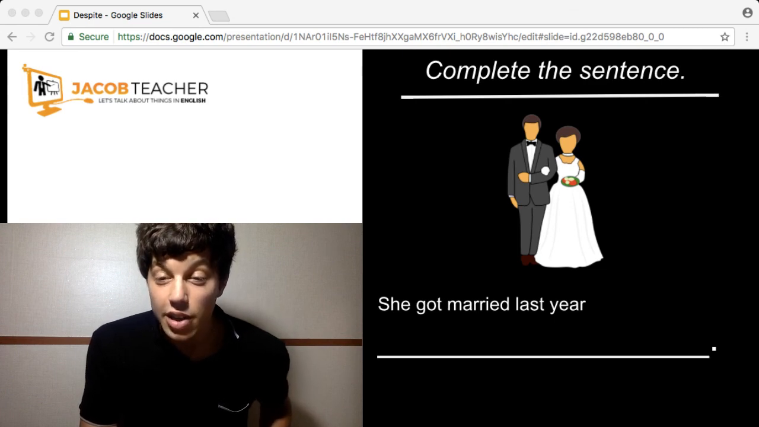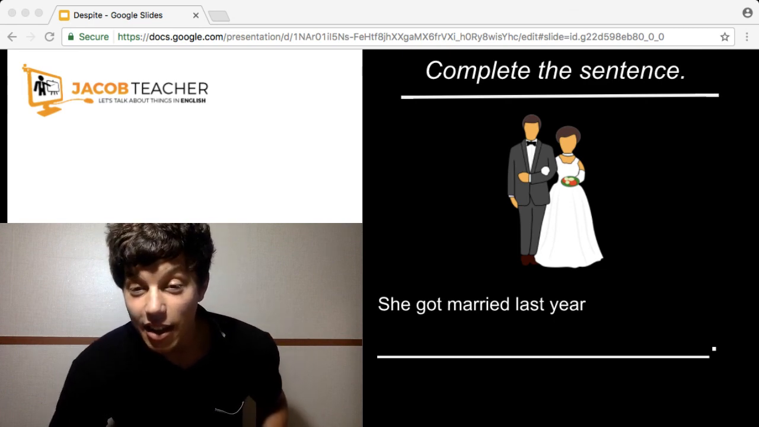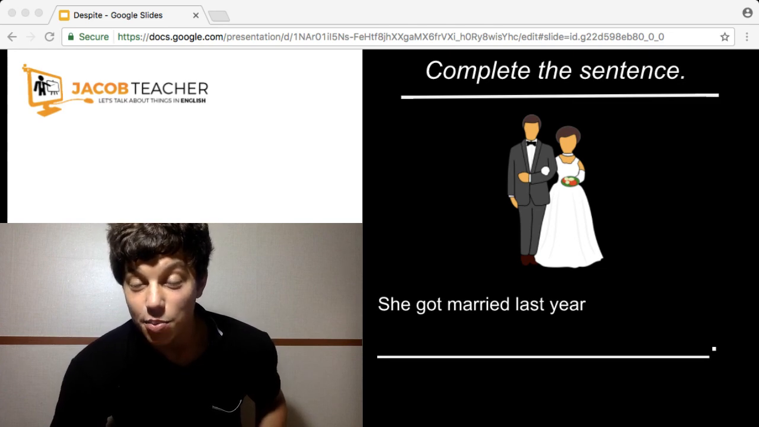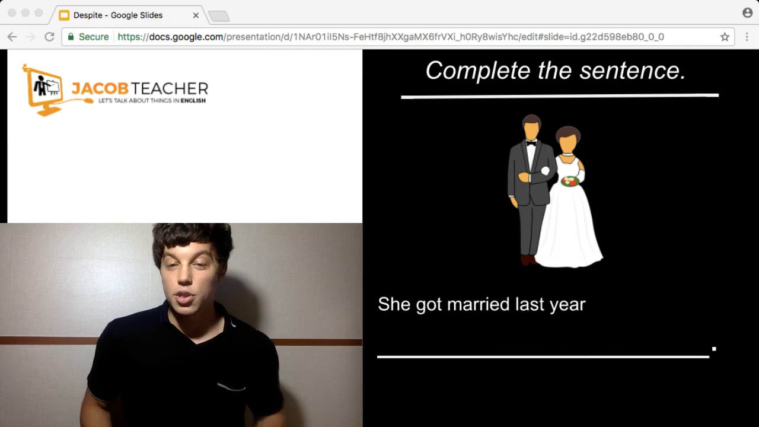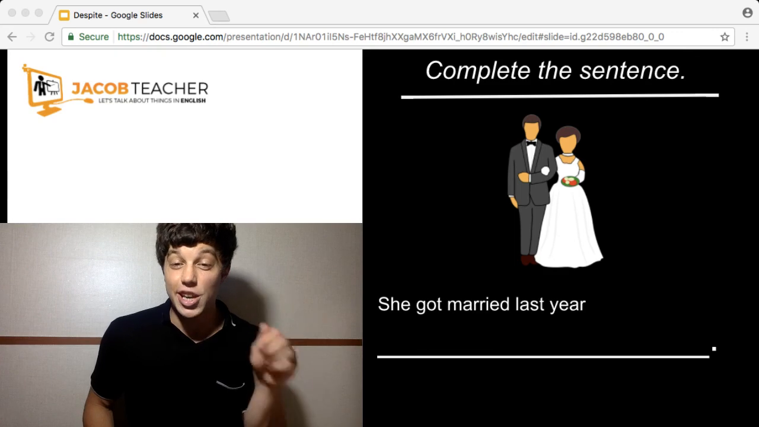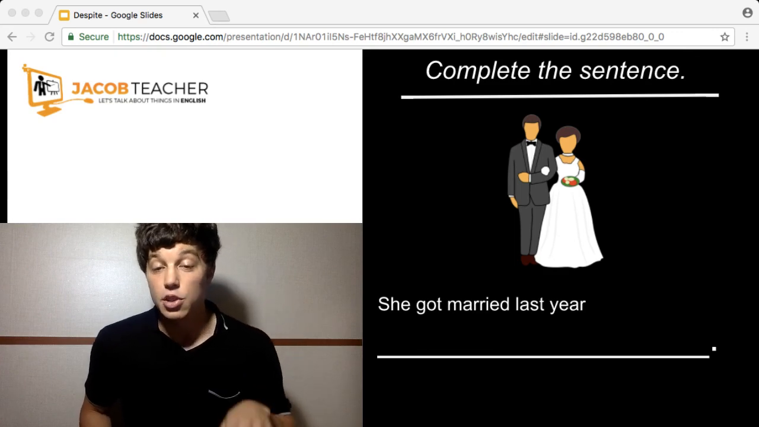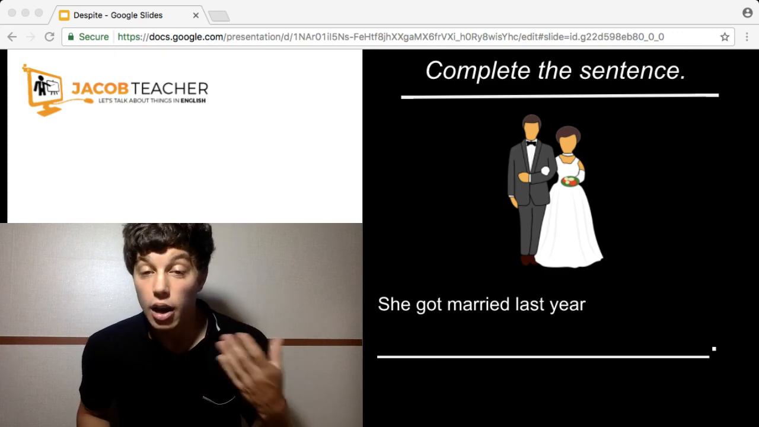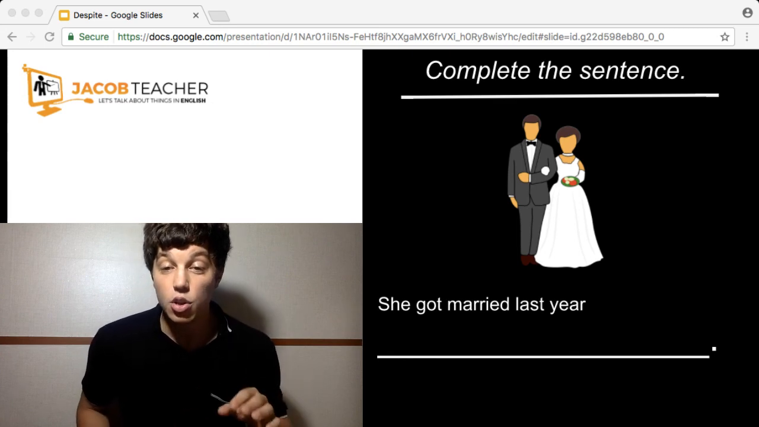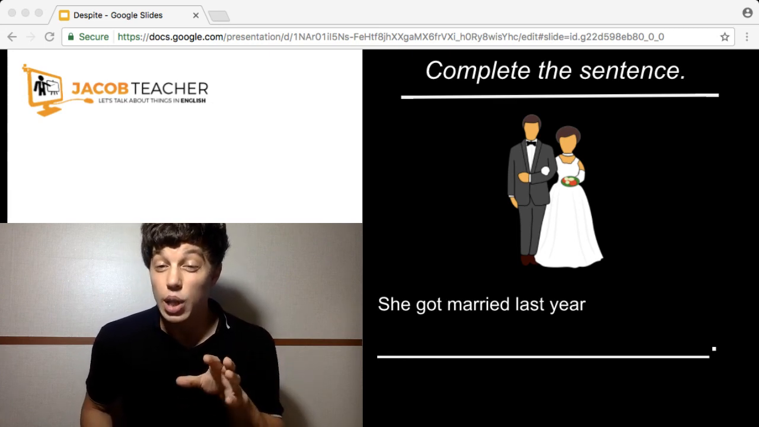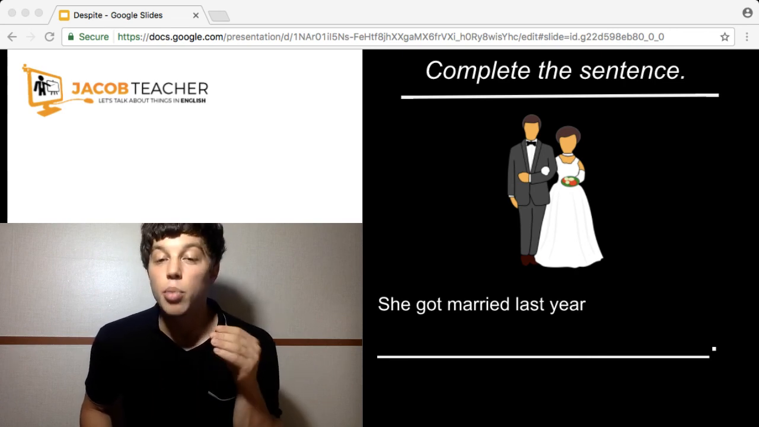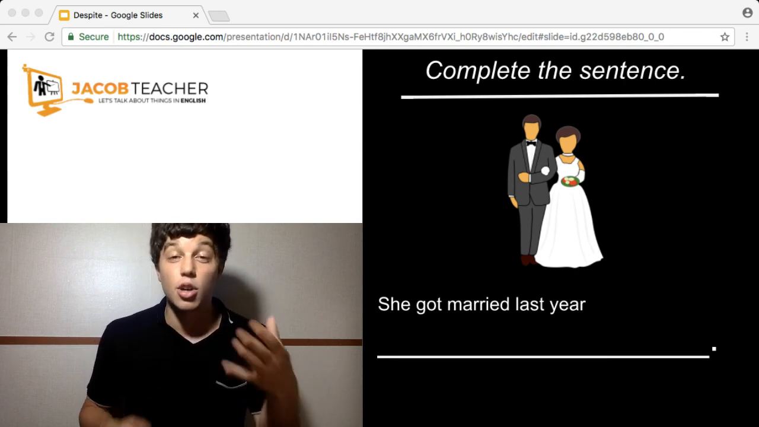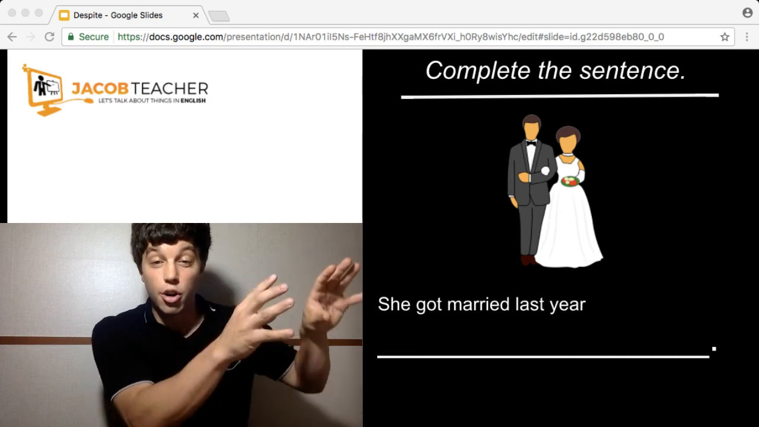Kubra, she got married last year despite the fact that their parents didn't support them. So you want to specify whose parents. Because you started the sentence with she, you want to specify if it's her parents, if it's her husband's parents. You could say they got married last year despite the fact that their parents did not support them. That would be okay. But because you started with she, you want to talk about things in terms of her. Okay?